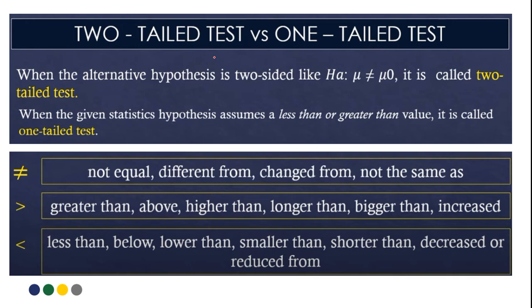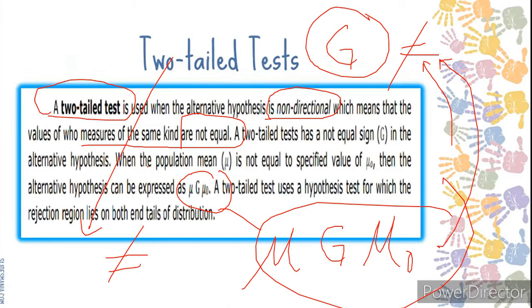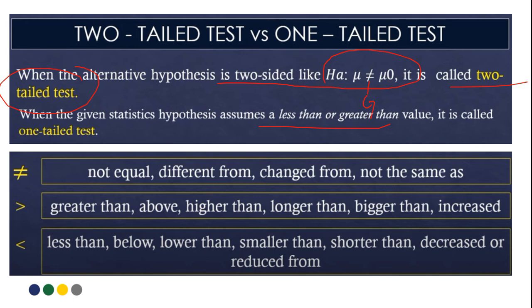So, two-tailed test versus one-tailed test. When the alternative hypothesis is two-sided like this, your alternative is not equal or ≠. So, sabi natin kanina is two-tailed siya kapag not equal. One-tailed naman siya kapag less than or greater than. As simple as that. So, yun lang po yung mga tatandaan natin. Two-tailed is not equal or ≠. It is denoted as letter ≠. It is equivalent to not equal. Yan po yung mga palatandaan.